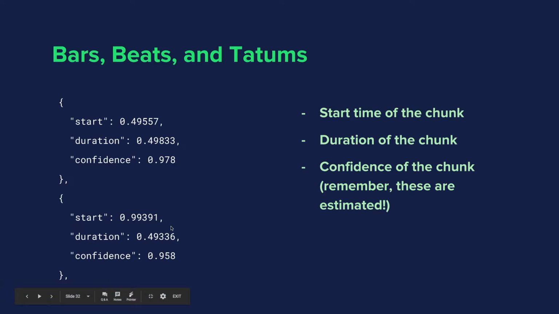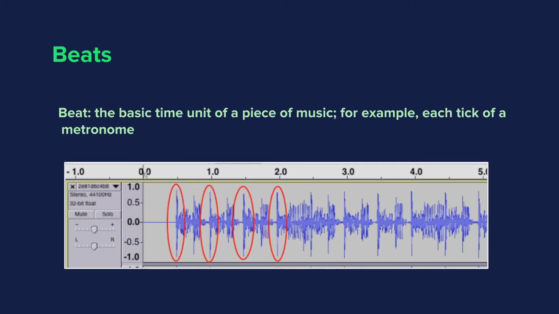And then we get that again here, 0.99, 0.94, 0.493 for duration. Again, we have pretty high confidence about this. So you can decide for your own use what is a good threshold of confidence for each of these things, but it's important to take that into account.